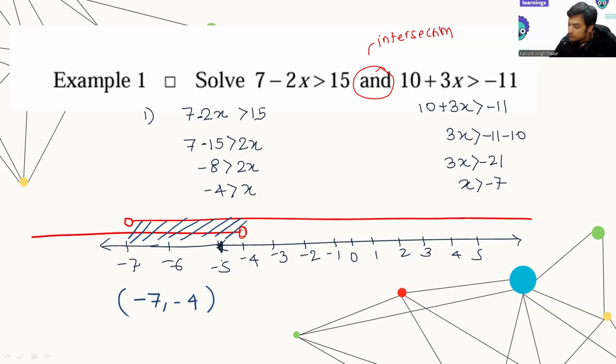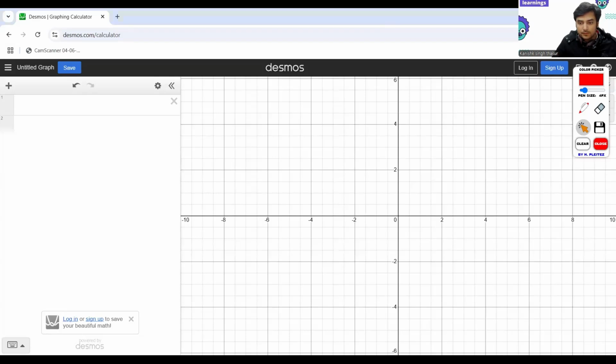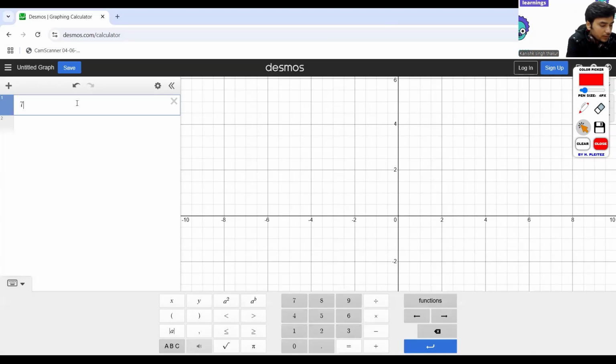Now we'll try to do this same thing by Desmos. So 7 minus 2x and 10 plus 3x, both the things I'll try to do with Desmos. See now, what do I have here? 7 minus 2x is greater than 15. So I'll write 7 minus 2 times x greater than 15.